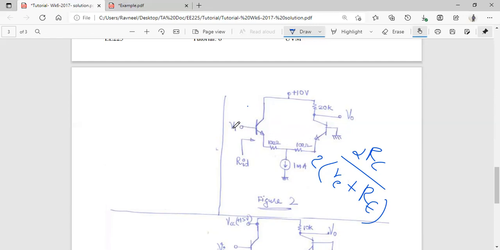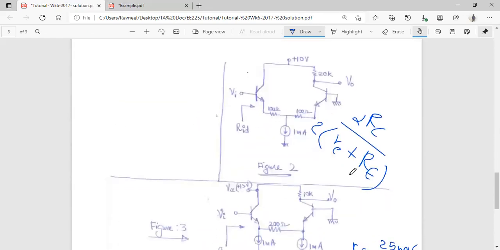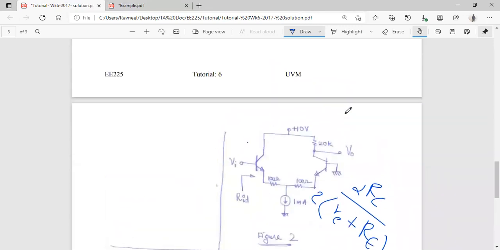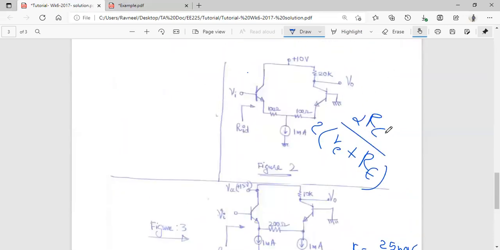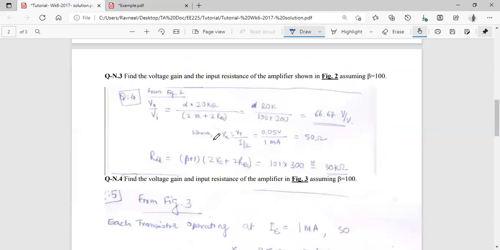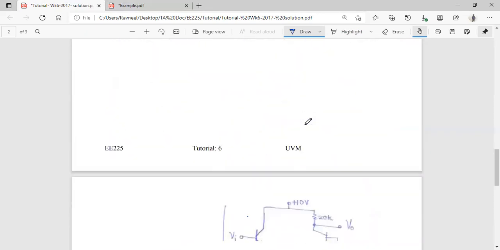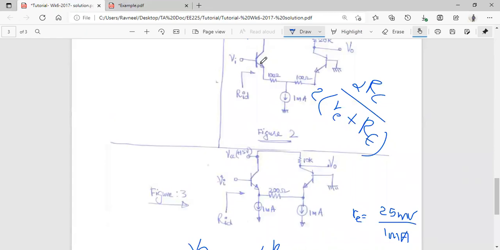So the formula for the differential output voltage, that will be the formula for our voltage gain, is basically alpha times RC upon 2 into small re plus capital RE, right? In this particular case, we know RC, we know RE. Our RC is 20 kilo ohms. Our RE is 100 ohms. We need to find our small re. In order to find it, we need to find the biasing emitter current for each individual transistor. In that case, it will be 1 milliamp divided by 2.